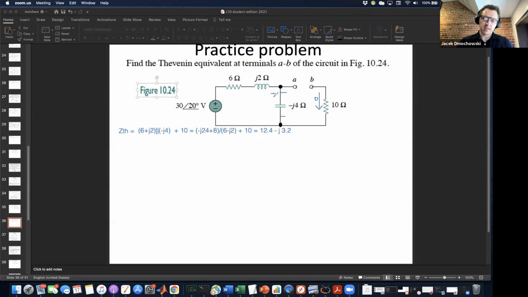So this here I'm just going to call VAB. That's great. And so now, because of that, we could just use voltage division, which makes our job a lot easier here. Oop, it's not letting me, oh, because I'm typing with white ink. Okay, it just becomes VAB is equal to VOC is equal to VTH is equal to 30 angle 20 times what? What's going to be in the numerator here?